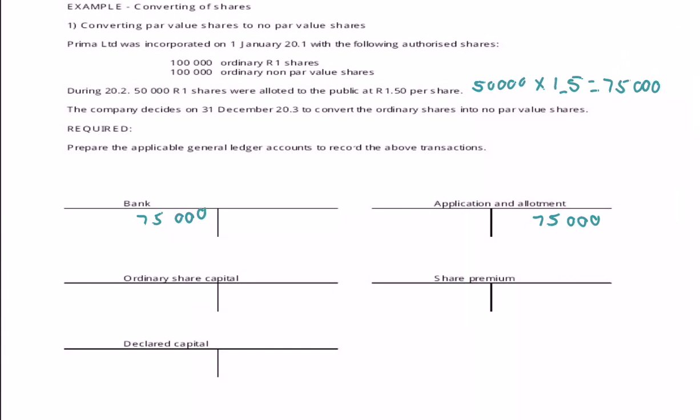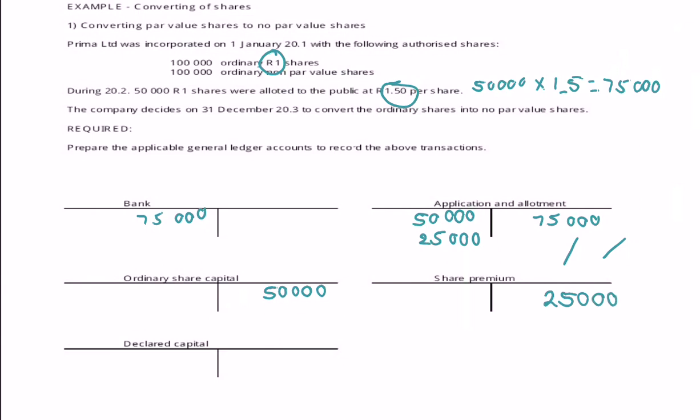Okay, but this is now the important bit. We issued it to the public at R1.50, but the par value of my shares is only R1. Which means R1 of the 50,000 shares go to an account we call the ordinary share capital. So we debit the application and allotment account with the 50,000 par value of the share, and we credit the ordinary share capital account. And the remaining 25,000 Rand would have gone to an account that we would have called share premium then. Okay, and then you credit your share premium account.